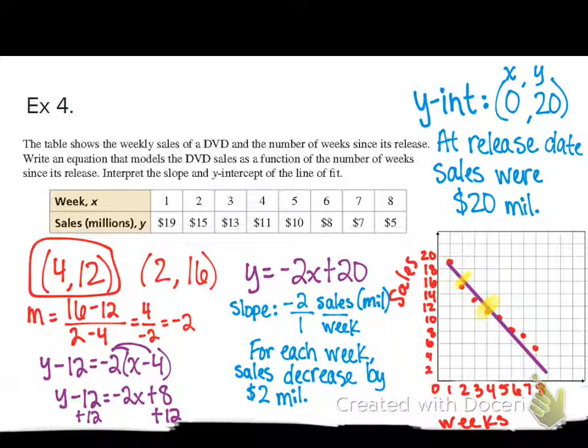Questions about example 4? Are we sure? Okay.